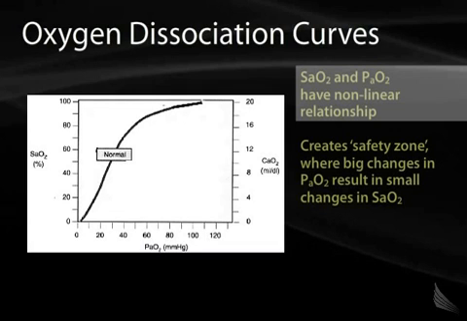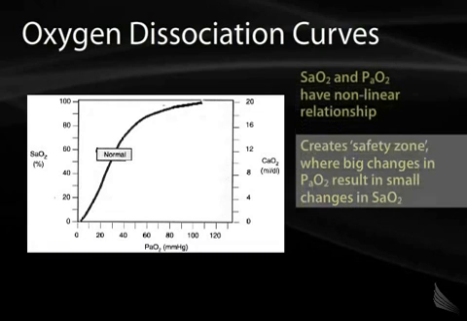The important thing about this curve is that it's nonlinear. This allows an area at the top of the curve where a relatively large change in PaO2 doesn't produce much change in the oxygen saturation, the SaO2. It also allows for the steep part of the curve in which a small change in the PaO2 is associated with a big change in the oxygen saturation.